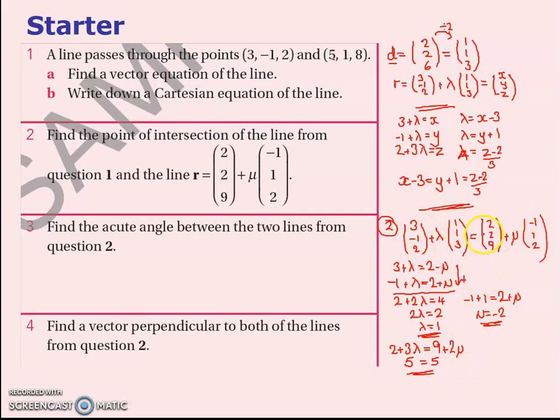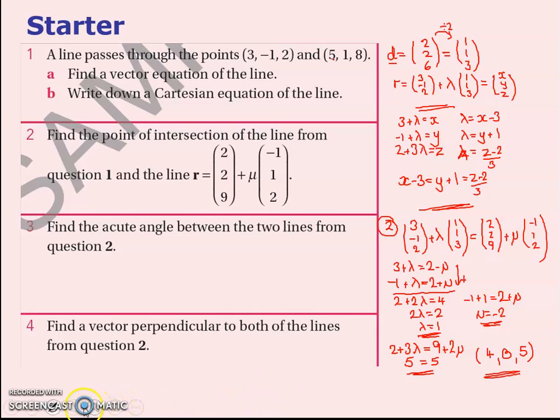Doesn't really matter. I like the look of this left-hand one. So therefore, 3 plus a lambda, well, that's 4 because lambda is 1. Minus 1 plus a lambda, that's 0. 2 plus 3, that's 5. So there's my coordinate of that point.